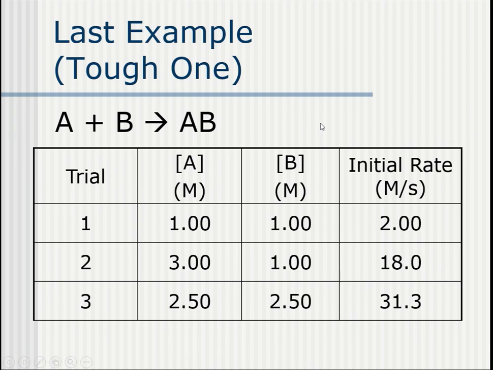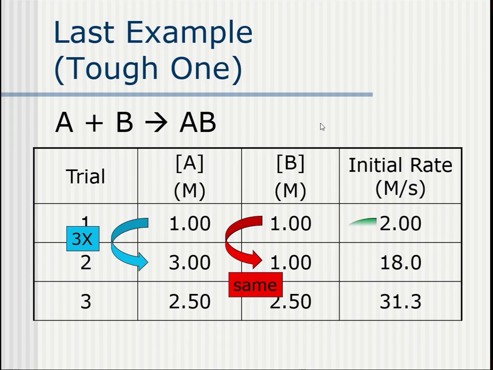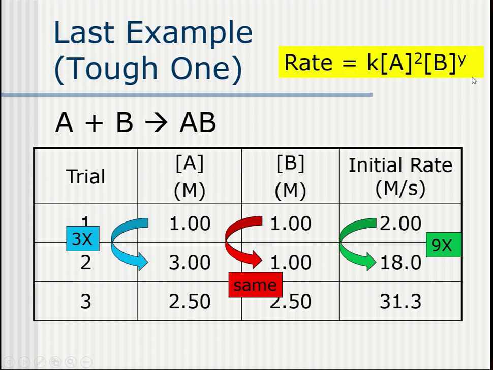So the first thing we do is we take care of the part we do know. We know that with respect to A, as A triples while B stays the same, the rate is going to increase by a factor of 9. 3 to what power is 9? That's going to be 2. So we know that the rate law with respect to A is going to be second order. That we know. That's easy.